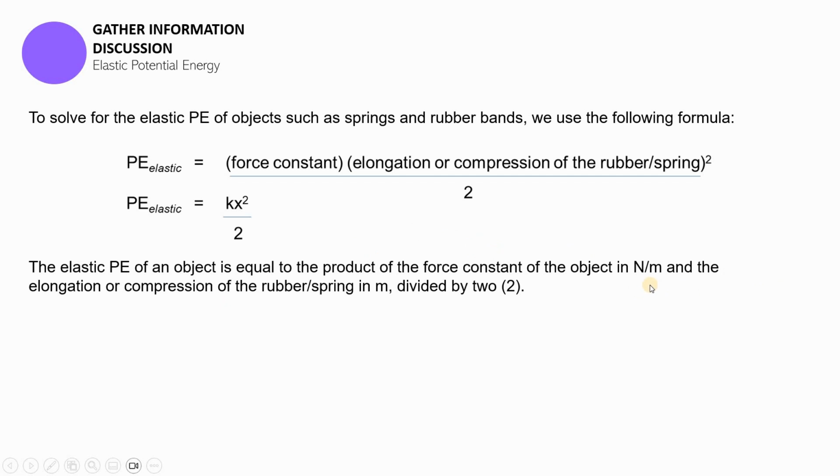So it has to be noted that it is not Newton meter. So it's Newton over meter. And the elongation or compression of the rubber band or string, remember, in meters, divided by 2. And do not forget you have to square it.